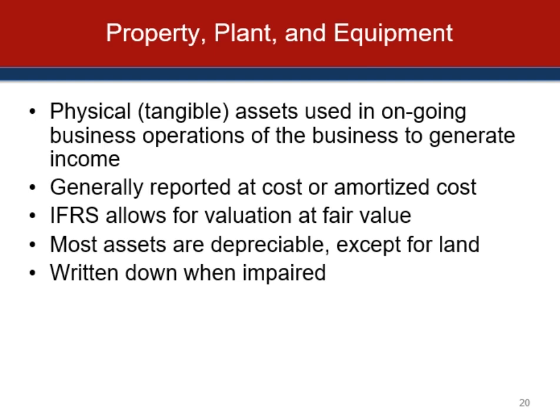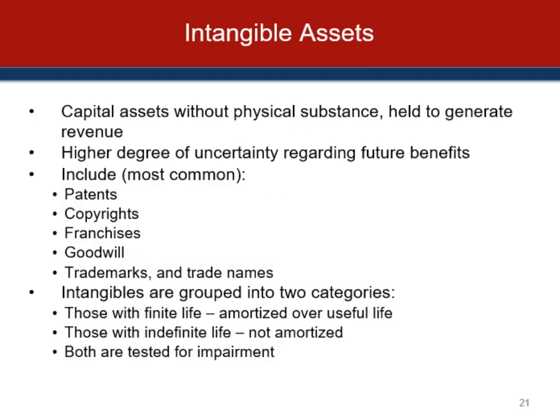IFRS allows an option to carry these assets at fair value using a revaluation or fair value method. That wasn't available to us under the old GAAP, and it isn't available under ASPE, but IFRS allows us that potential revaluation option. But like all other assets, property, plant, and equipment are written down when they are determined to be impaired. We'll talk about property, plant, and equipment later.